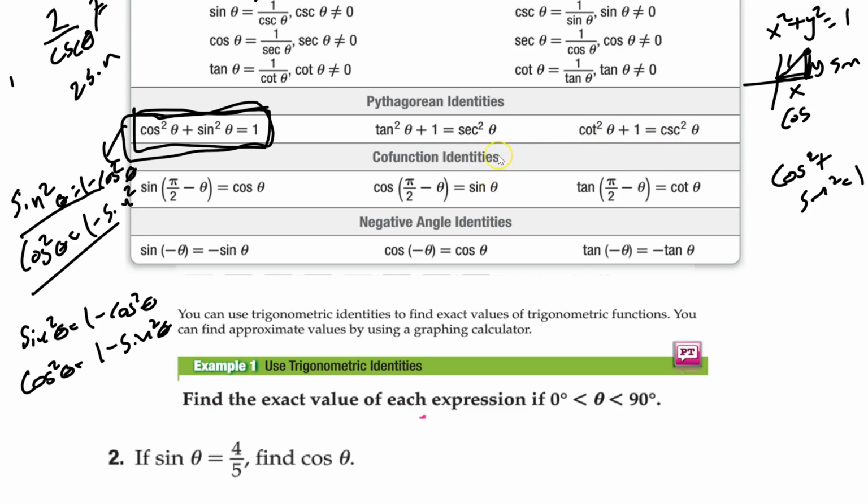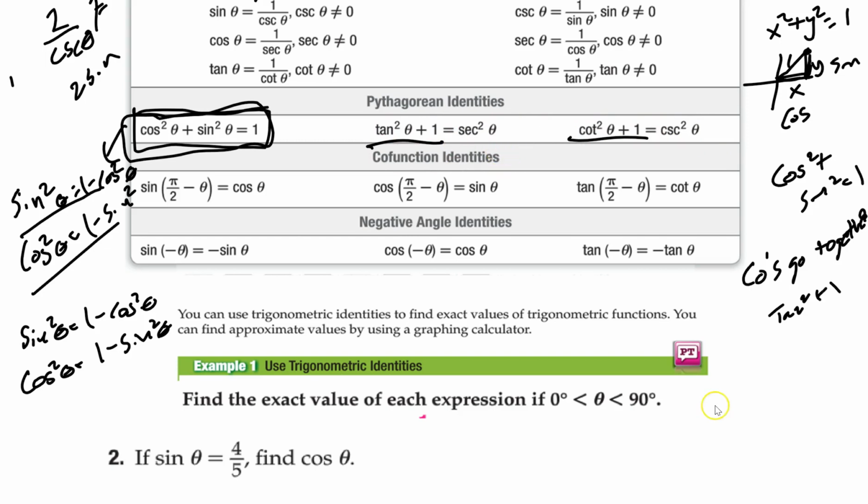Now this one looks like a lot, but if you look at it, it's not that bad. It's just tan squared plus 1 equals secant squared. Over here it's the same thing. It's always a tan squared plus 1, but since it's cotan, it goes with cosecant. So the co's go together. That's how I remember it. So if I have cotan squared plus 1, it equals cosecant squared. Tan squared plus 1 equals secant squared.